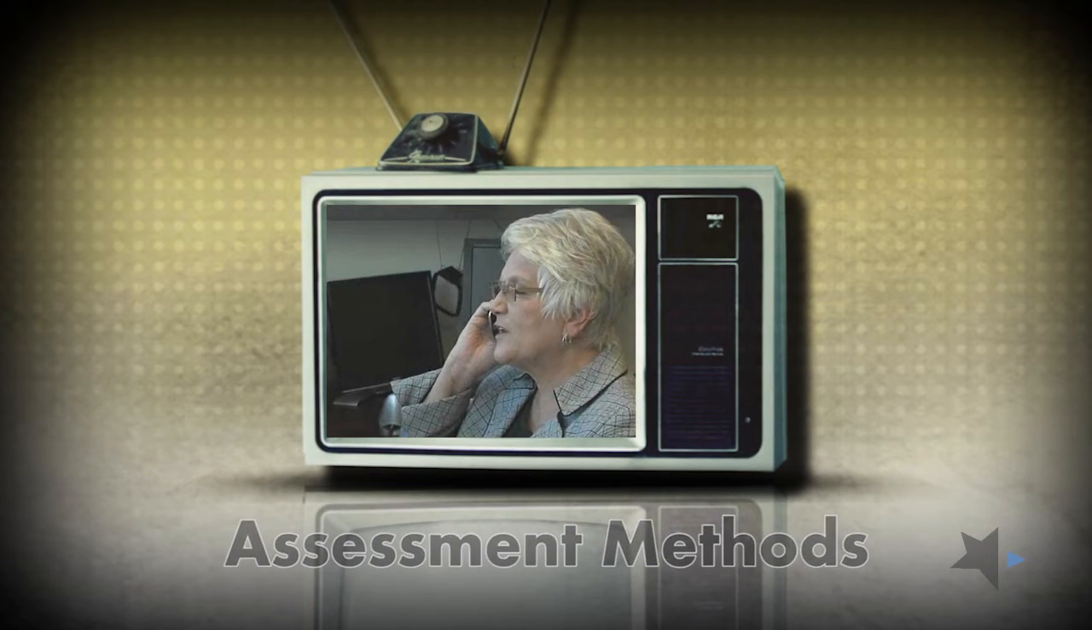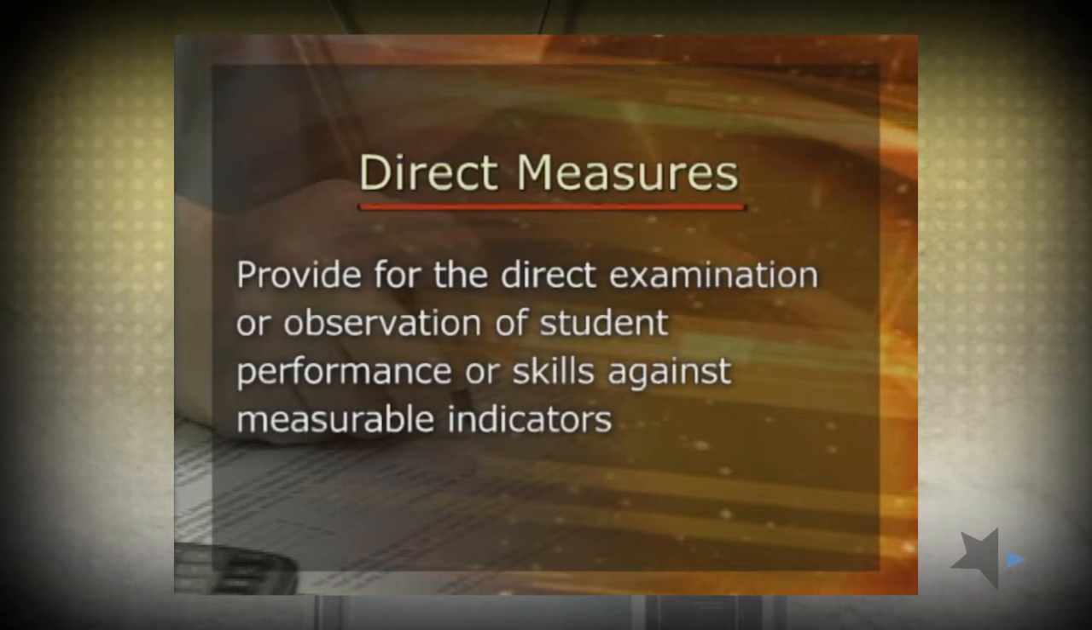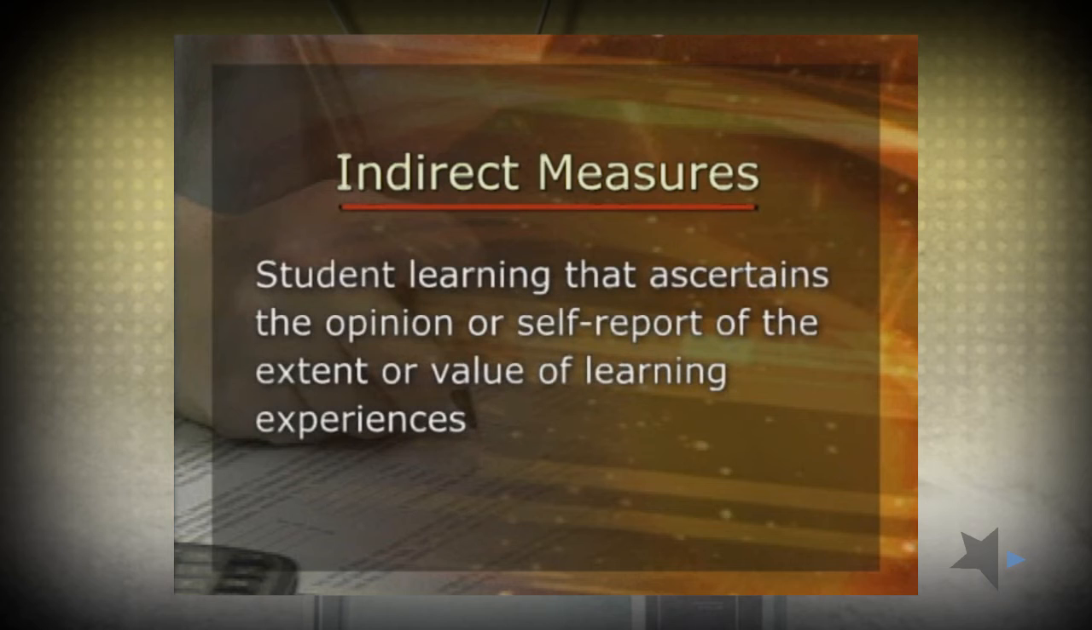So moving from the classroom to the program, and then also thinking about assessment methods. Basically, there are two kinds of assessment methods. There's direct assessment methods, and these are the kinds of methods we use to provide for the direct examination or observation of student performance against these measurable indicators that we've developed. And then there are indirect measures. And indirect measures only ascertain the opinion or self-report of learning experiences.